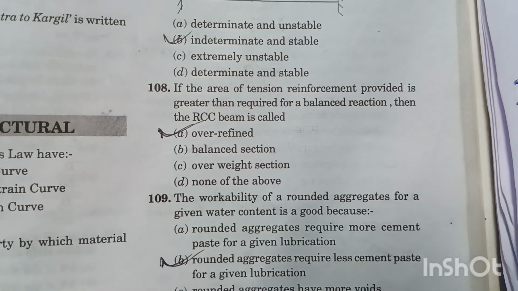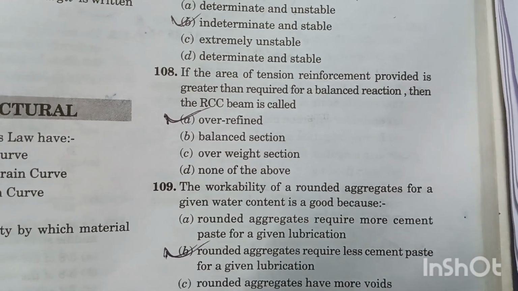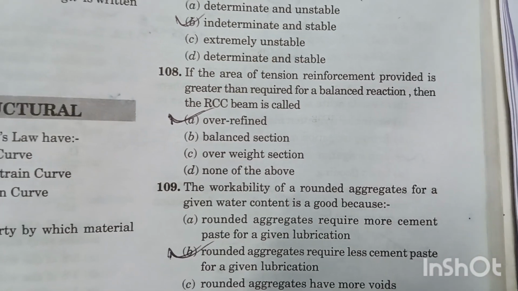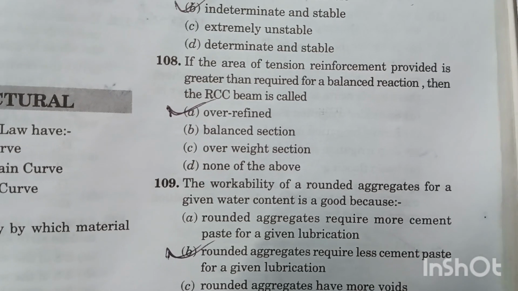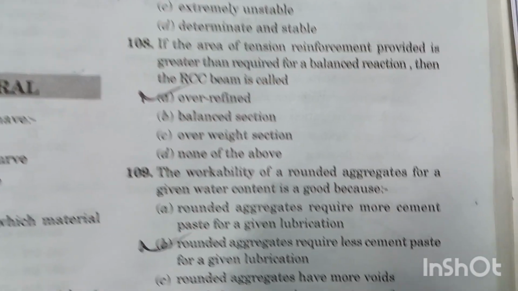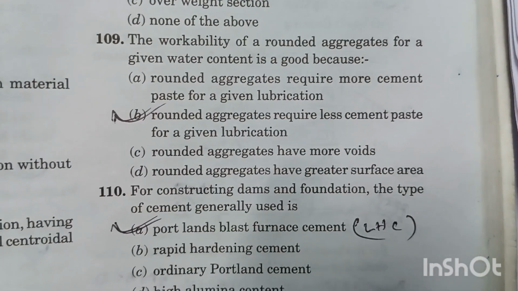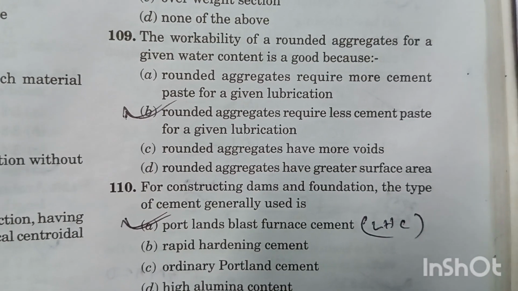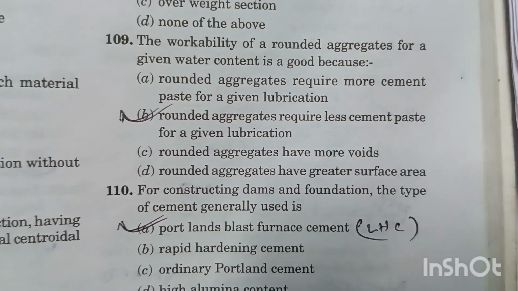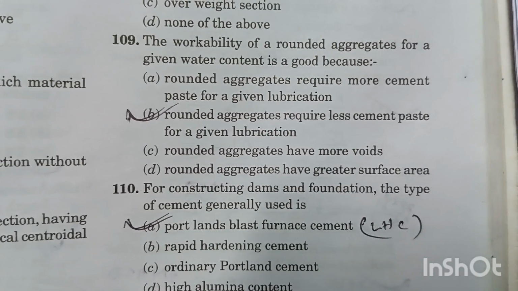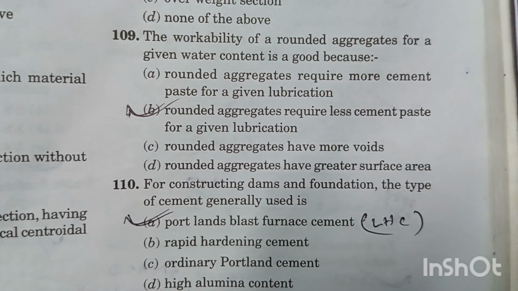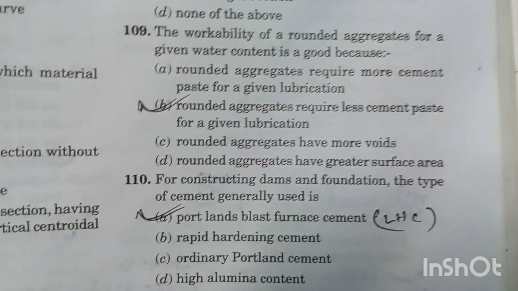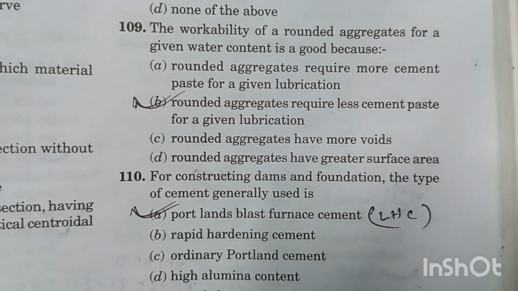Question number 108. If the area of tensile reinforcement provided is greater than that required for a balanced section, then the RCC beam is called an over reinforced section. Option A is the right answer. Question number 109. The workability of a rounded aggregate for a given water content is good because rounded aggregates require less cement paste for a given lubrication. Option B is the right answer. And also rounded aggregates have less voids.